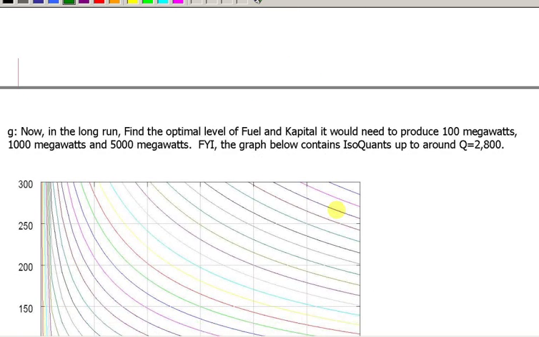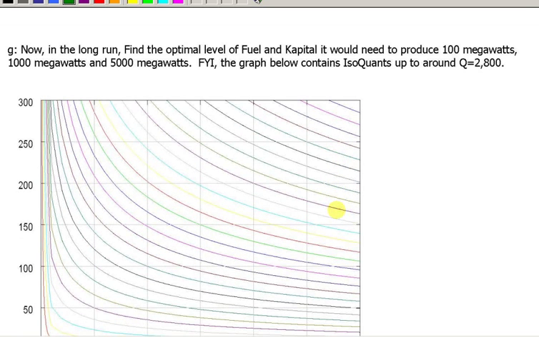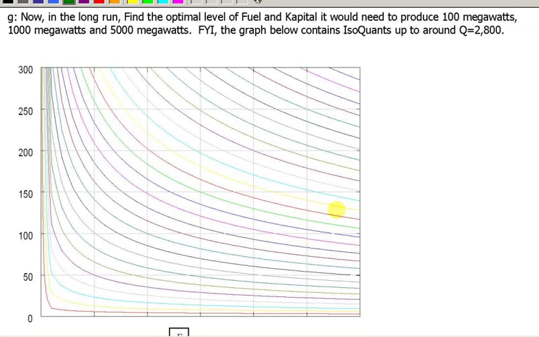Okay, so let's look at the second page of our sets of problems here. Let's look at the long run situation. Here is a set of isoquants for this production function. In the long run, let's find the optimal level of fuel and capital that you would want to produce 100 megawatts. In the long run, when we can adjust our capital, it's not fixed at 100 anymore, so how much capital would we want? And then let's do the same thing for 1,000 and 5,000 megawatts.